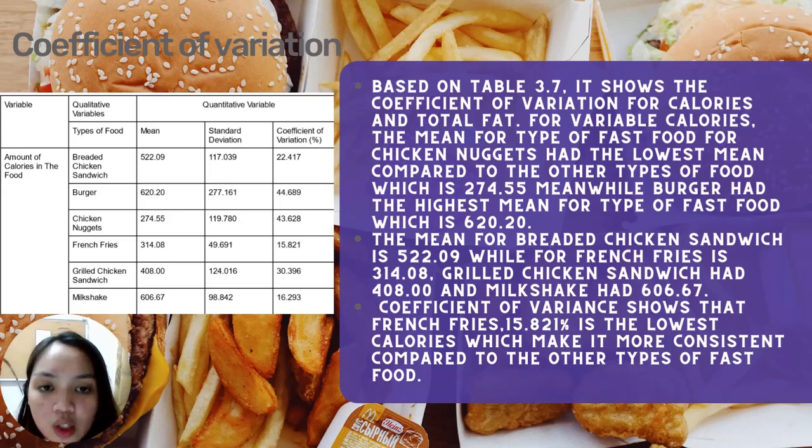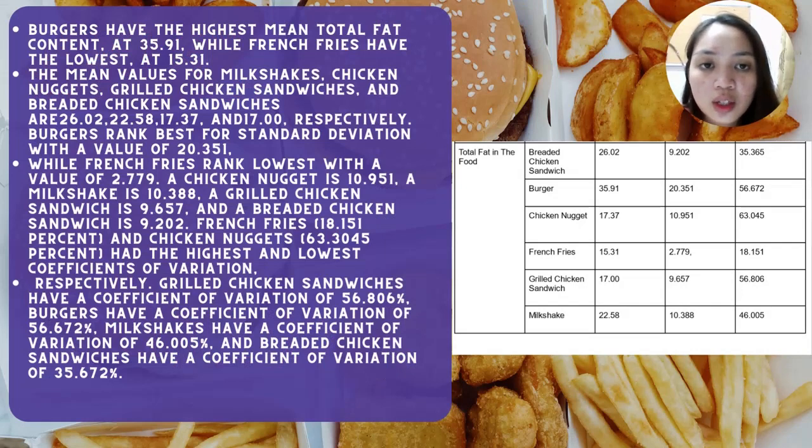So the coefficient of variation shows that the French fries, which is 50.821%, is the lowest in calories, which makes it more consistent compared to the other types of fast food. For the total fat in the food, burgers have the highest mean total fat content, which is 35.91, while French fries have the lowest, which is 15.31. So the mean values for the milkshake, chicken nuggets, grilled chicken sandwich, and breaded chicken sandwich are 26.02, 22.58, 17.37, and 17. So the burgers rank the highest for standard deviation with a value of 20.351.